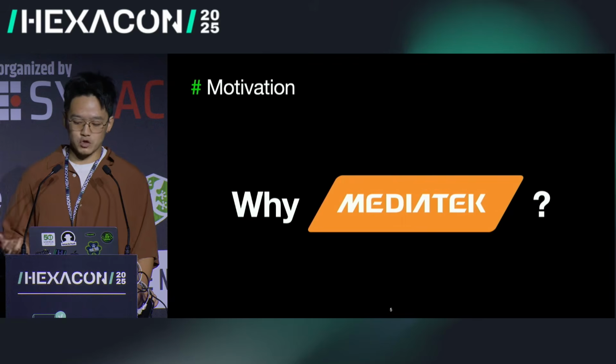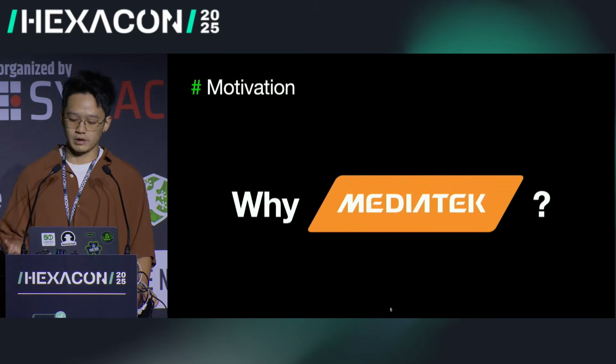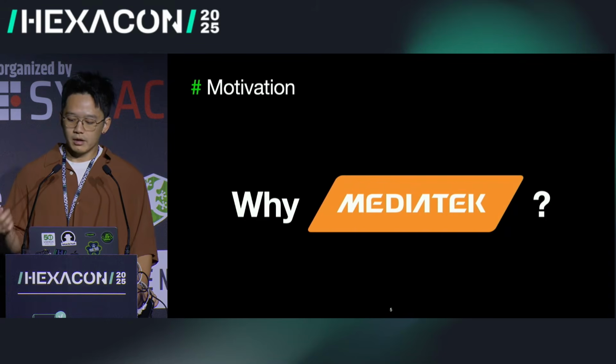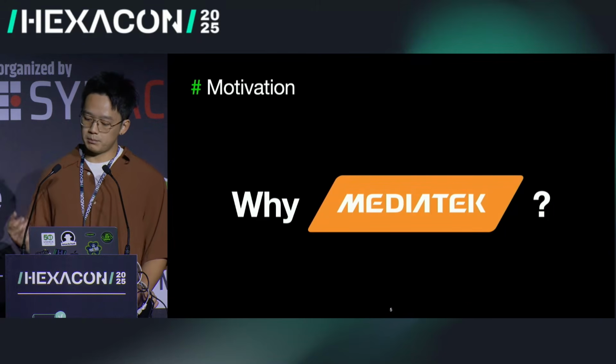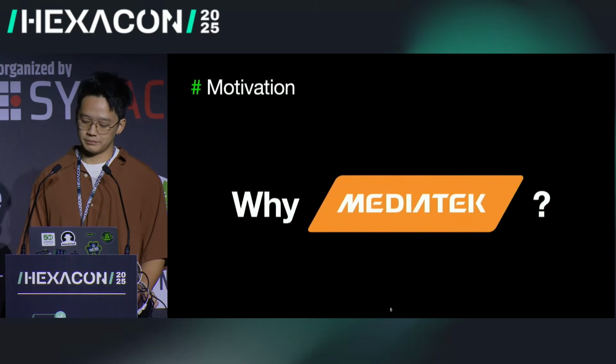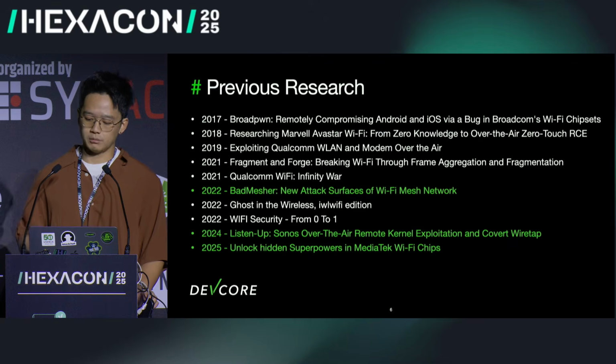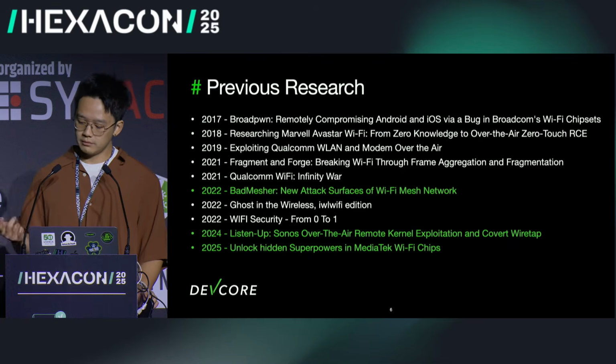So why MediaTek? Since its Wi-Fi chips are widely used in various products, such as Sonos speakers, Amazon Echo, Starlink Wi-Fi routers, and many other famous devices. However, most research has mainly focused on Qualcomm and Broadcom chips. And detailed study on MediaTek Wi-Fi chips remain limited.